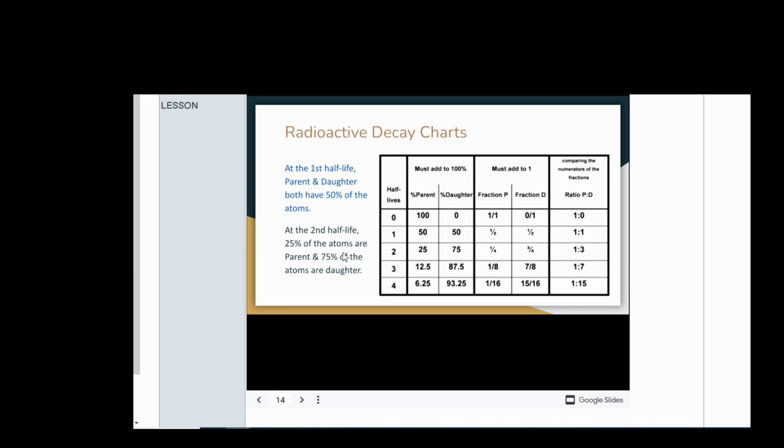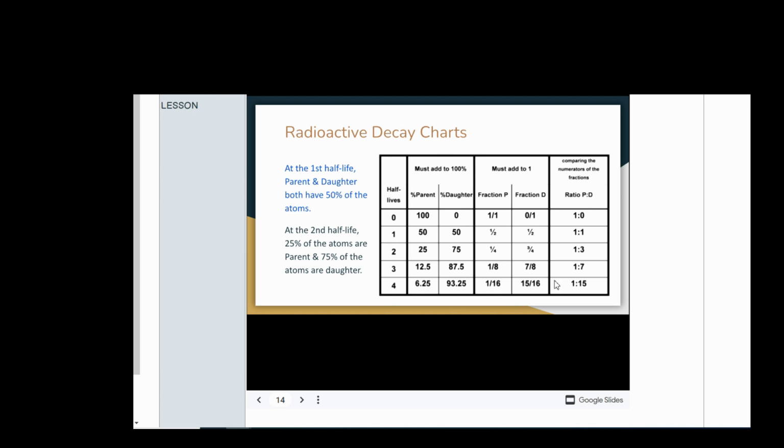it might ask, how much of the parent do you have? 25. How much of the daughter? 75. What's the fraction of parent? 25 plus 75 is 100. So 25 is 1/4 of 100. Okay. 75 is 3/4 of 100. Your ratio would be 1 to 3 because 25 goes into 75 3 times.